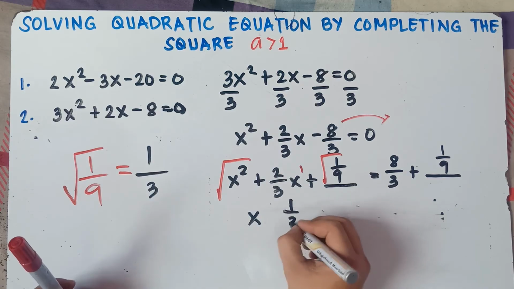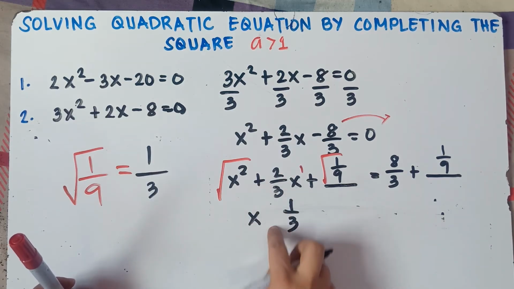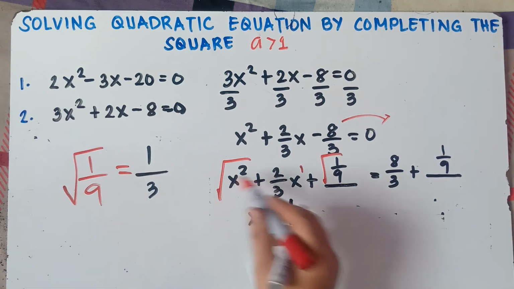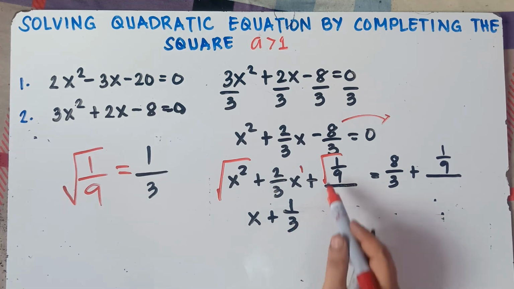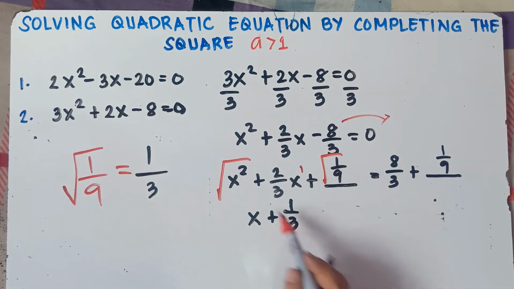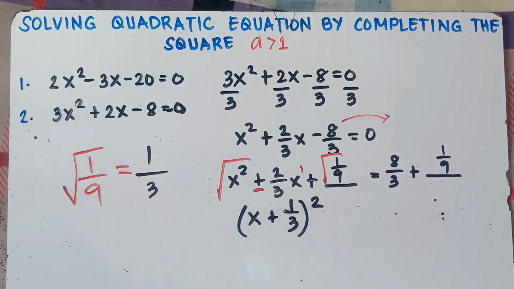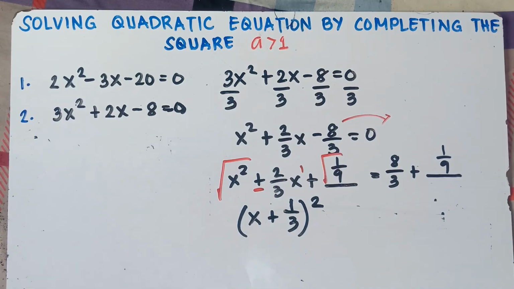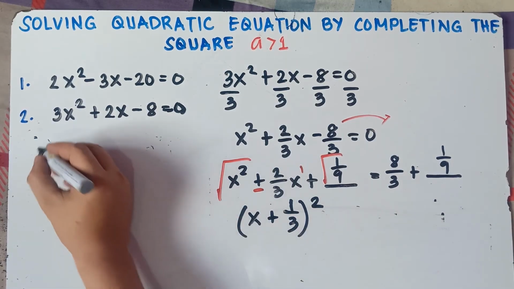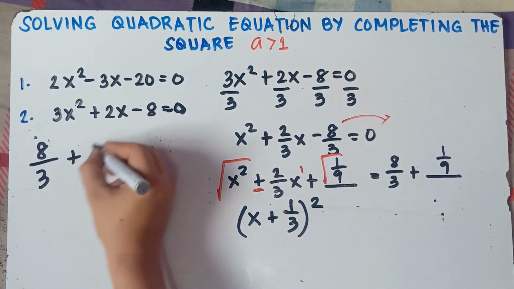Copy 1/3, and then you copy the plus sign. Once again, the square root of x squared is x. The square root of 1/9 is 1/3. Copy the sign of the middle term, plus, you put open and close parentheses, then squared. Alright, and then we need to add this one, class, 8/3 plus 1/9.